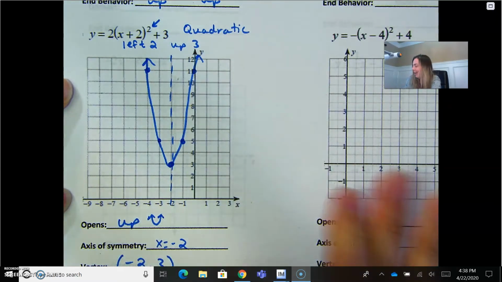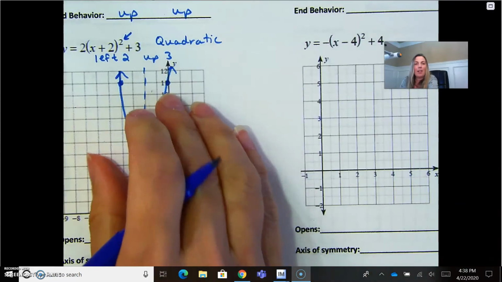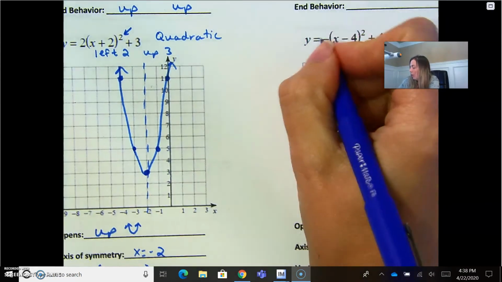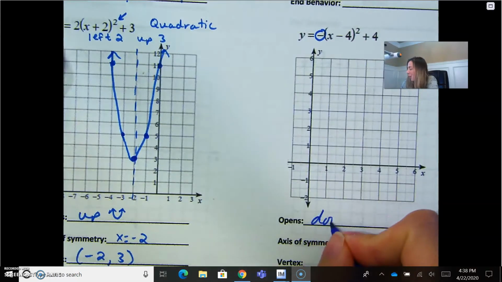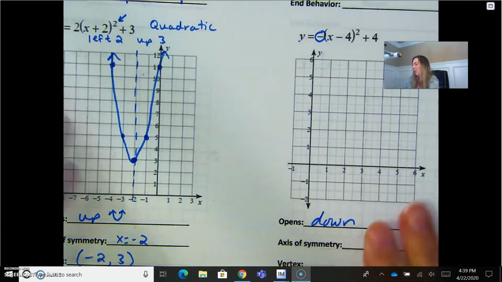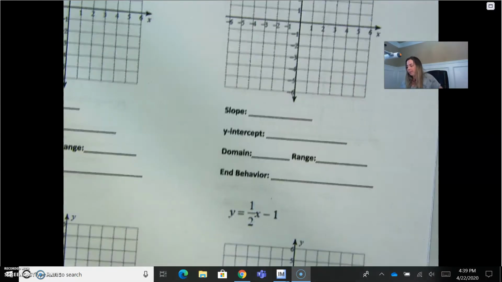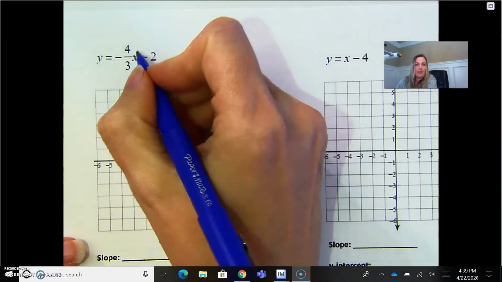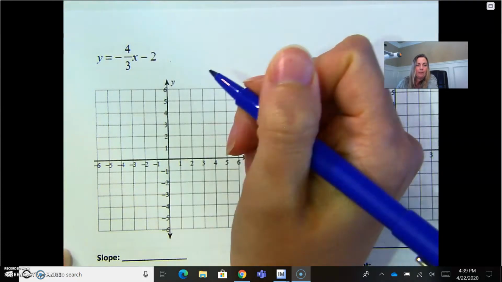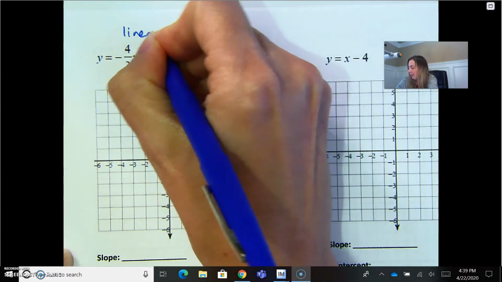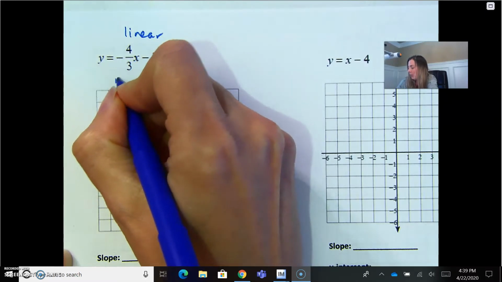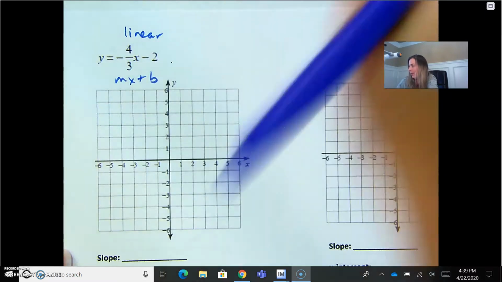All right, so then this next one is a lot like that one, so I'll leave you to it. Ooh, with a quick pointer, this is a negative in front, so it's going to be opening down, right? Okay, flip. So this does not have a square term. It doesn't have a variable as a power. This is linear. All right, so y equals mx plus b is what that is.